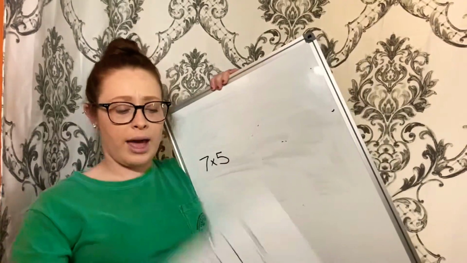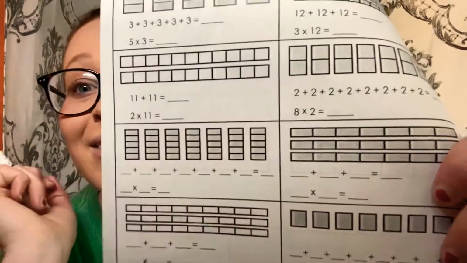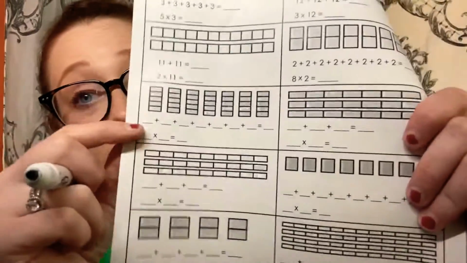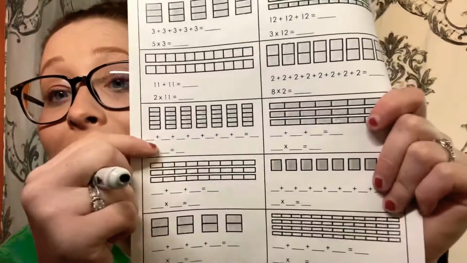How many boxes were there? Let's count: 1, 2, 3, 4, 5, 6, 7. There's 7 of them. And how many were in each one? 1, 2, 3, 4, 5. So that means we're going to write 5.